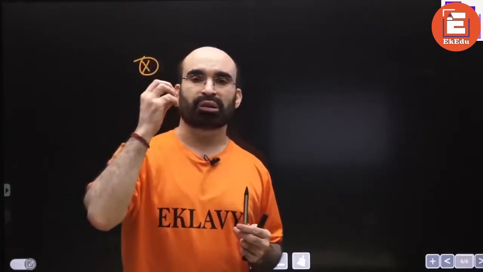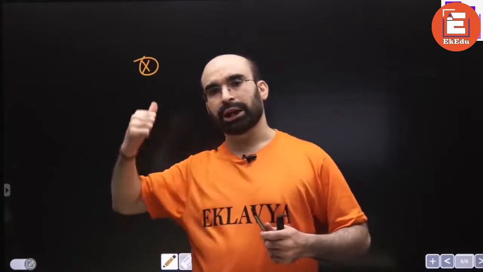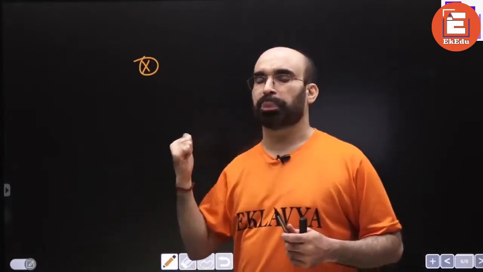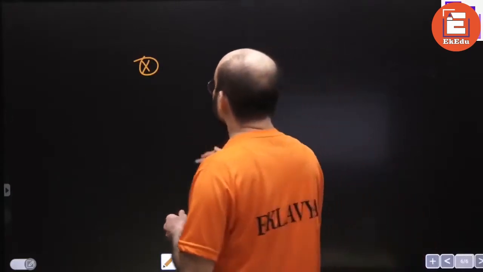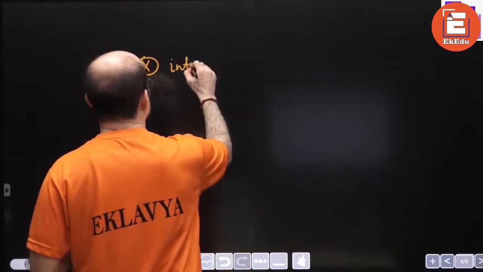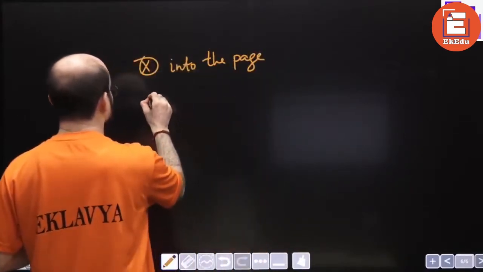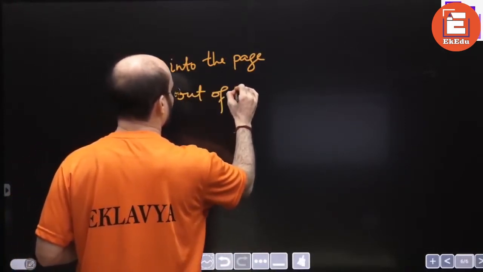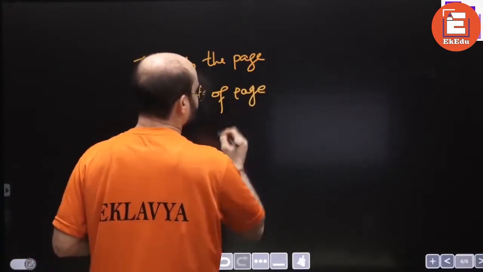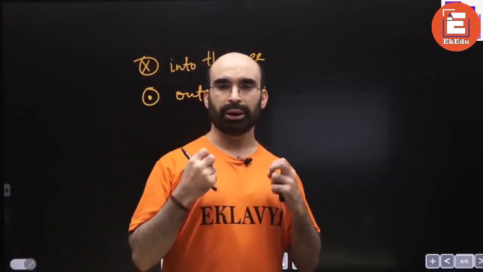If you are interested in showing the direction of magnetic field or direction of current perpendicular to this page, perpendicular to this page can be in two ways: into the page or out of the page. So this is into the page, into the page or plane, right? And this is considered as out of the page. So in this particular chapter, this notation is very important.